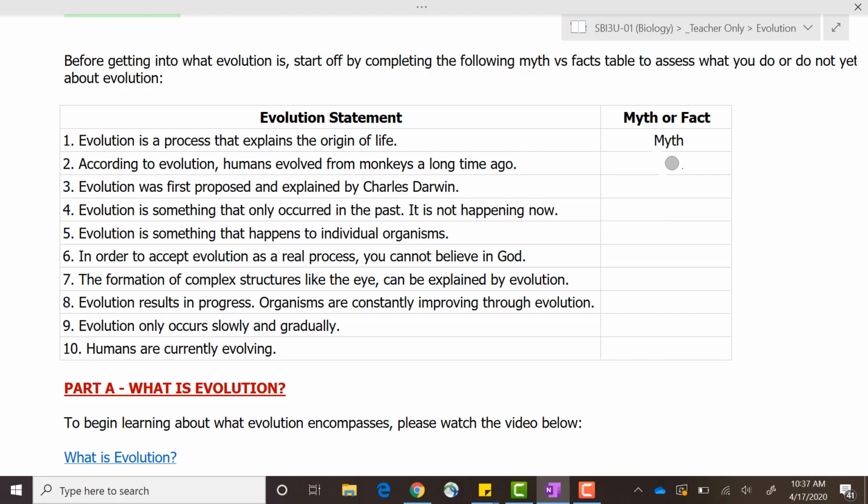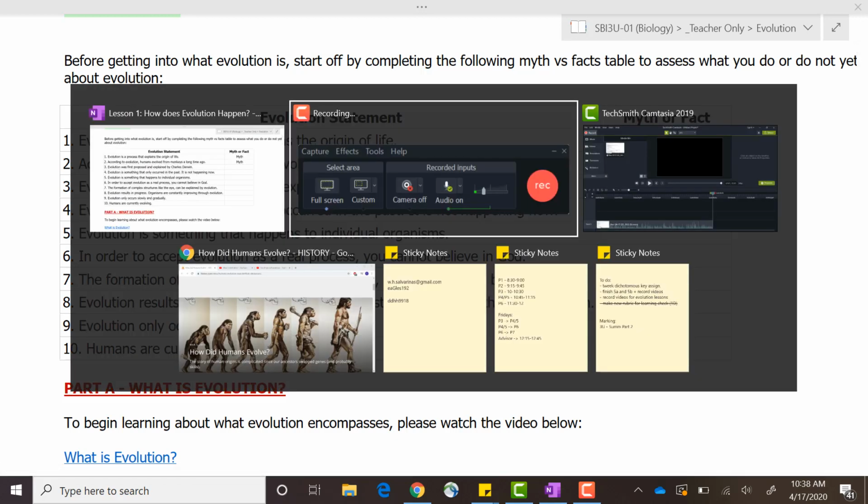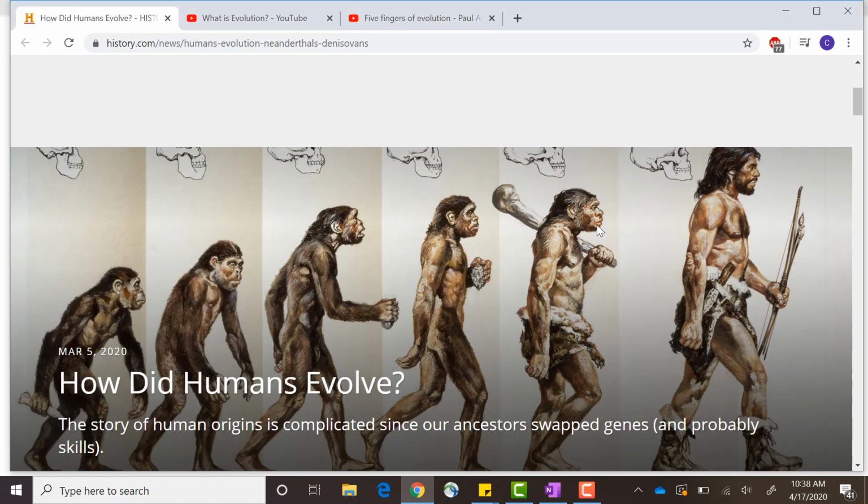Okay? Your second statement, which you've probably already seen the answer to, says, according to evolution, humans evolved from monkeys a long time ago. And if there's one thing you're going to learn in this unit to take away with you, it's that humans did not evolve from monkeys. We evolved from an ape-like ancestor. It's why when we look at our phylogeny, or where we're placed on the evolutionary tree, we're grouped with the great apes.